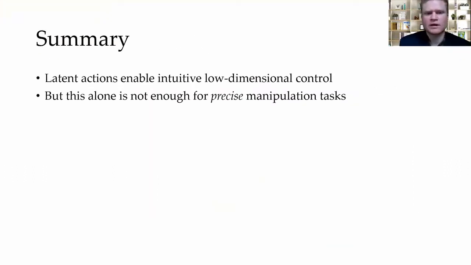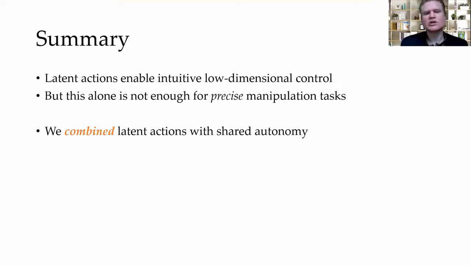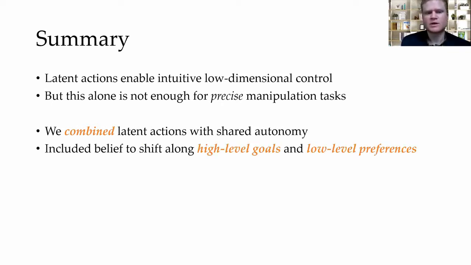In the second half of the talk, we mentioned that latent actions are certainly effective and that they enable users to control high-dimensional systems with low-dimensional inputs. But just latent actions by themselves aren't really enough for these precise manipulation tasks. Remember Han completely missing that marshmallow when he tried to stab it. So what we did is we combined latent actions with shared autonomy, where the robot has a sense of what goals might exist and helps the user reach and maintain those goals.